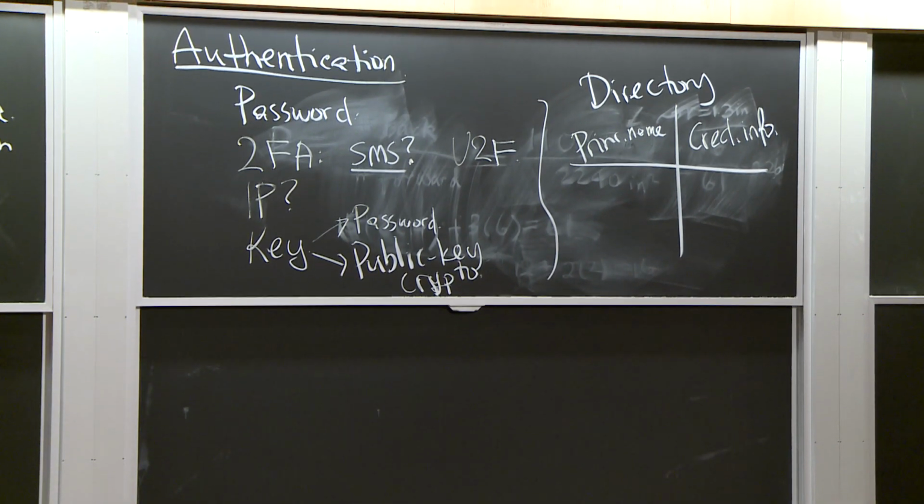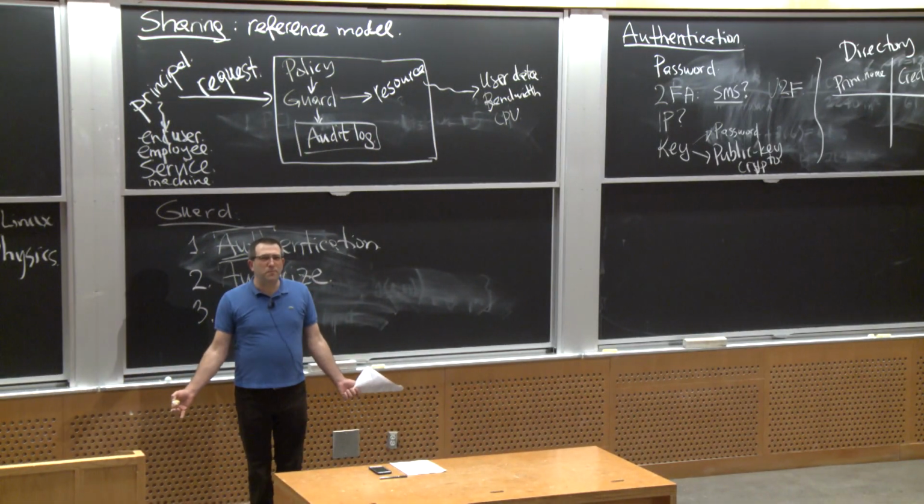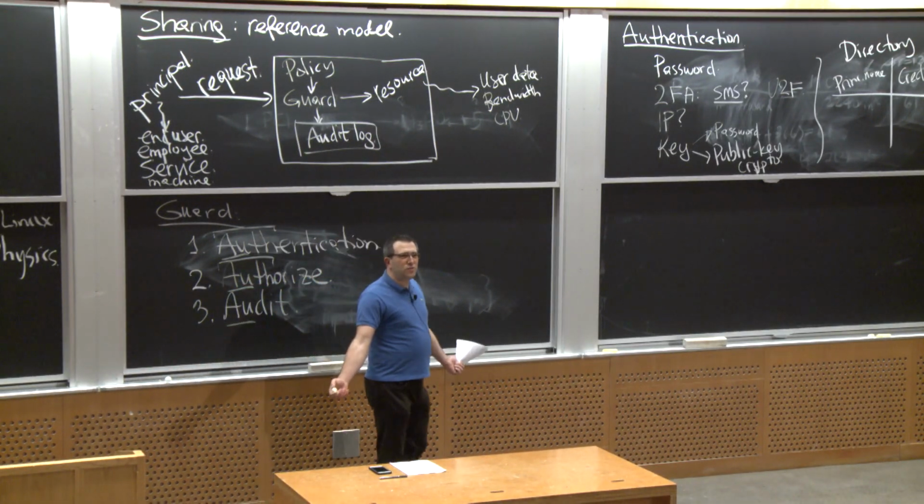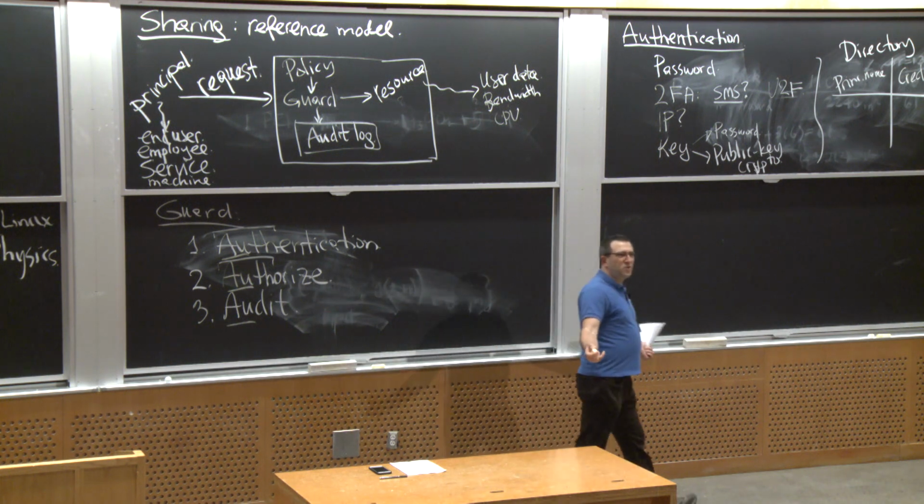But what happens in Google's case? Where's this table coming from? How do they know what service is what and which user has which password?